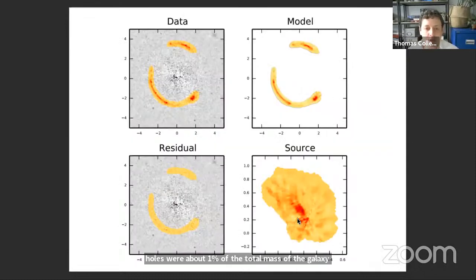That same model simultaneously is able to reconstruct the lensing data. You can see the data, the model, and the residuals. The residuals get down very close to Gaussian noise. And as a nice bonus, you get an image, a reconstruction of what the unlensed source galaxy must have looked like. In this case, you get a sort of extended, smoother feature.